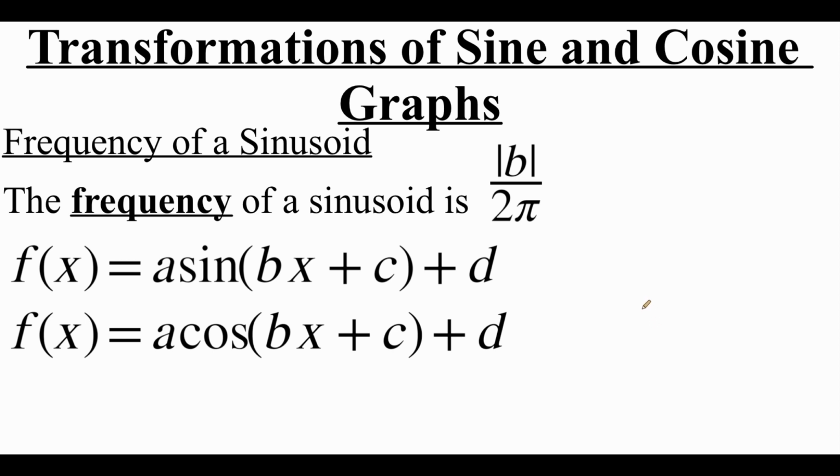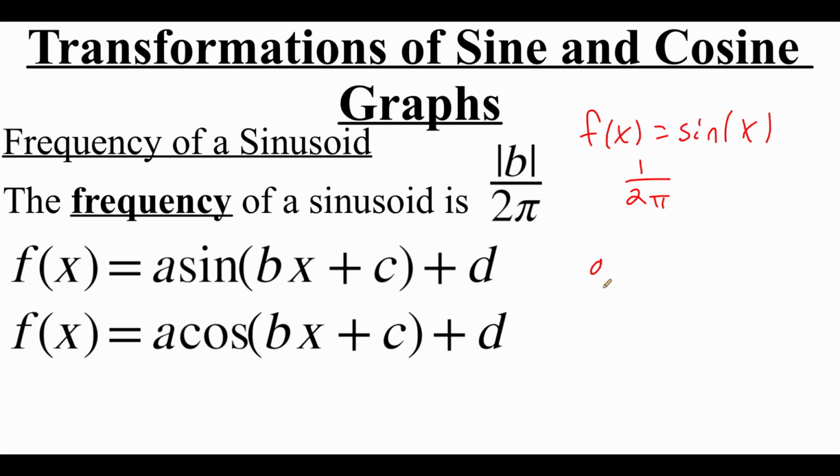And in order to find the frequency, we take the absolute value of b divided by 2 pi. So whether we're looking at a sine function or a cosine function, same rules apply. So for example, if we looked at just the f of x equals the sine of x function, where we've got a 1 in front of our x, this would say that the frequency is 1 over 2 pi. And all that means is that our graph completes one full cycle over the interval of 2 pi.